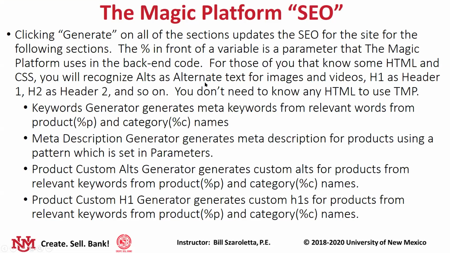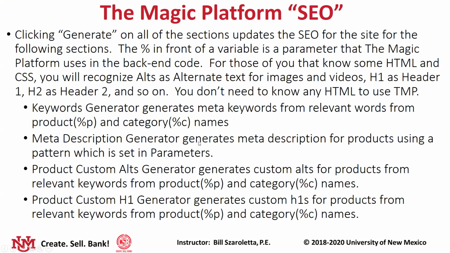And for those of you that know some HTML and CSS, you will recognize alts as alternate text for images and videos. H1 is header 1 and H2 is header 2, and so on. You don't need to know anything about HTML though to use the Magic Platform. So, keywords generator generates the meta keywords from relevant words from the product.